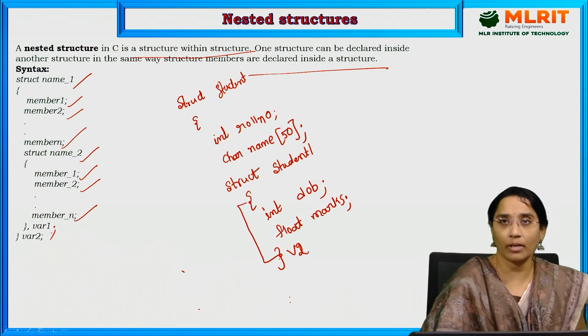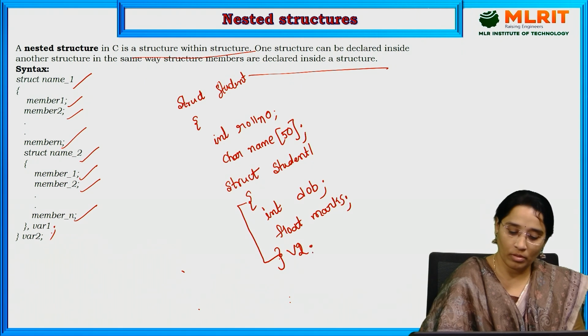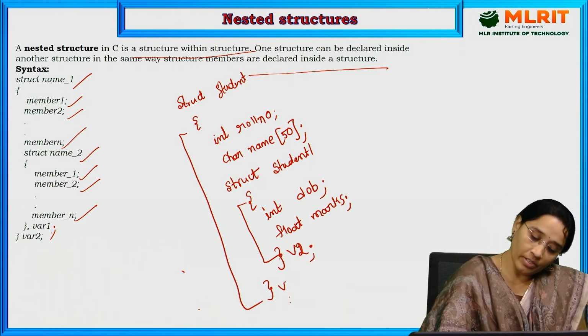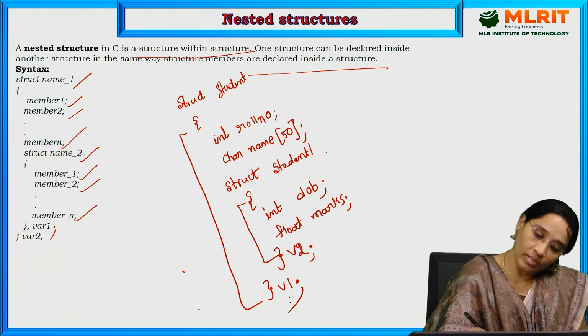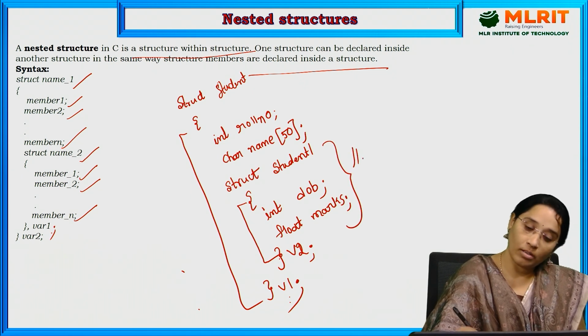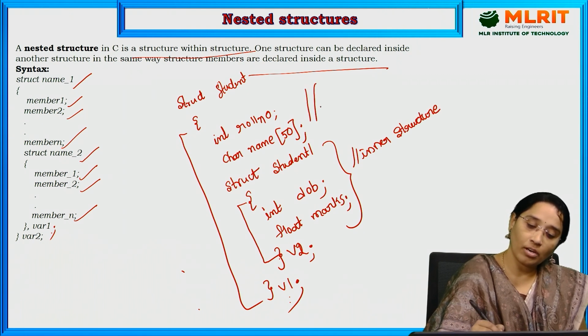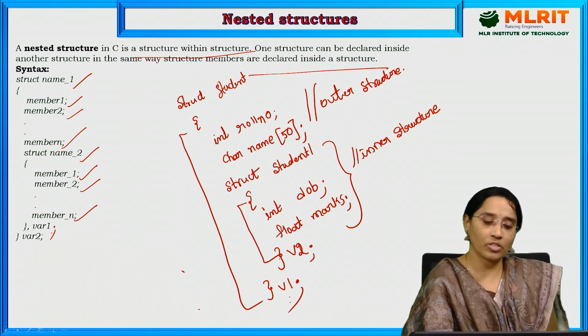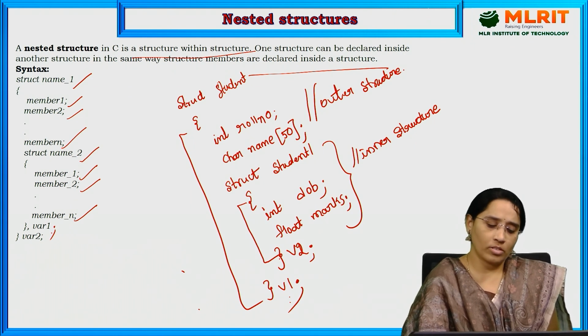I'm considering it as V2, variable 2, and this is the outer structure, V1. This represents your inner structure data or members of the inner structure, and this is your outer structure. Now, how will we access the members of the inner structure as well as the outer structure?